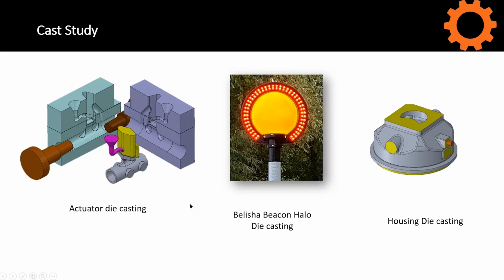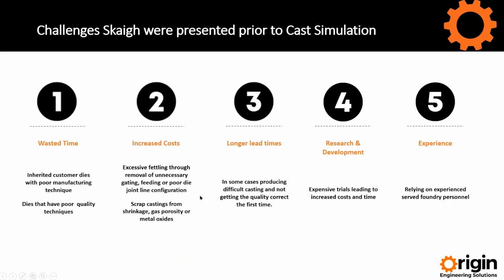So what I want to talk to you guys about today is 3 case studies. One on an actual die casting, one on a new product we've taken on board, which is a bleach and beaker halo, and a problem solving on a die casting housing. Right, before I get there, what we were like a few years ago is we were good at inheriting people's dies. They've gone around the country, from foundry to foundry, and we get that die and we have to cast it.